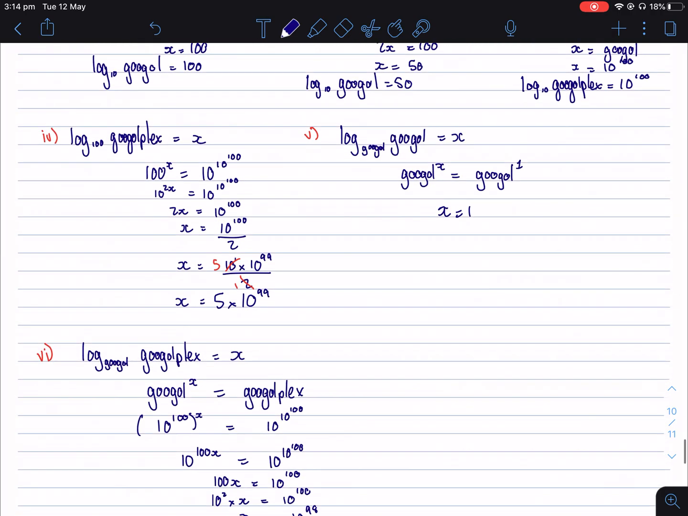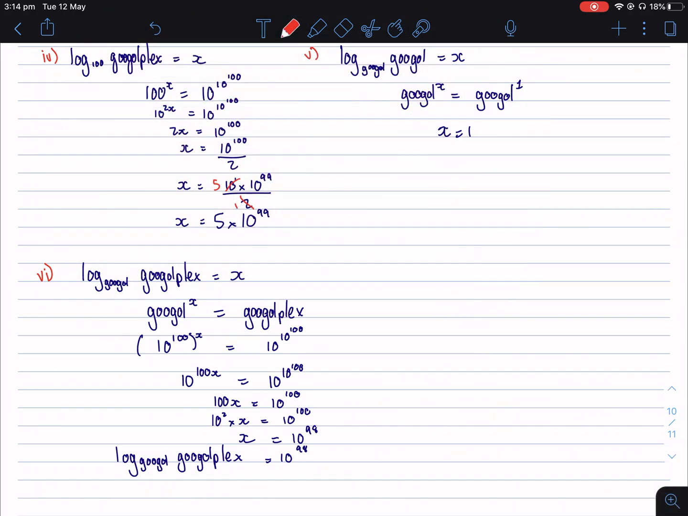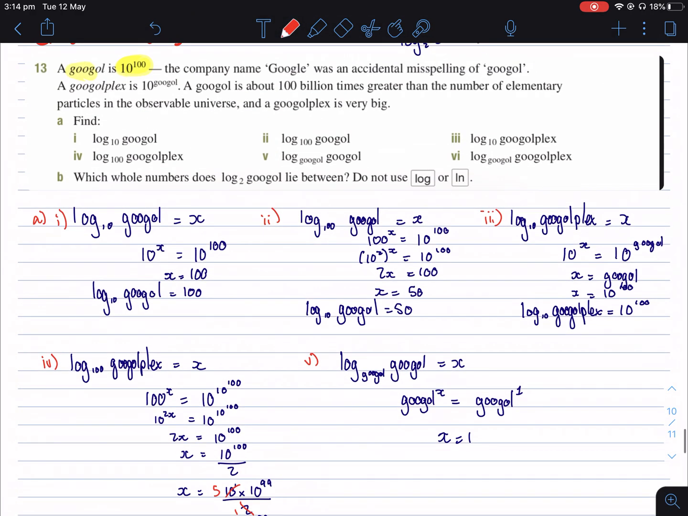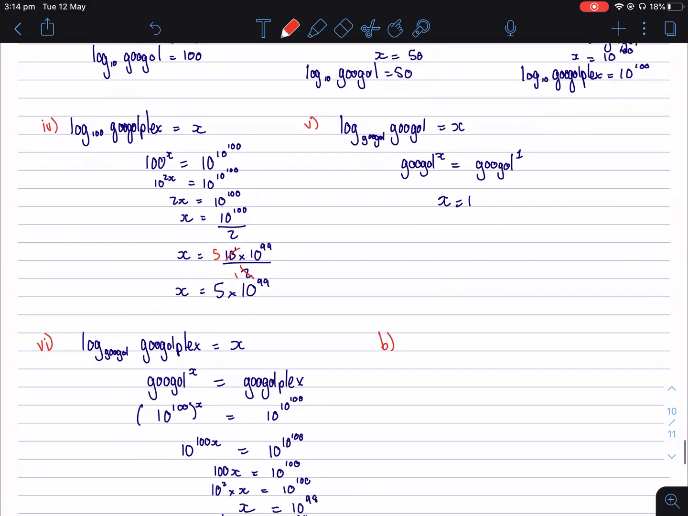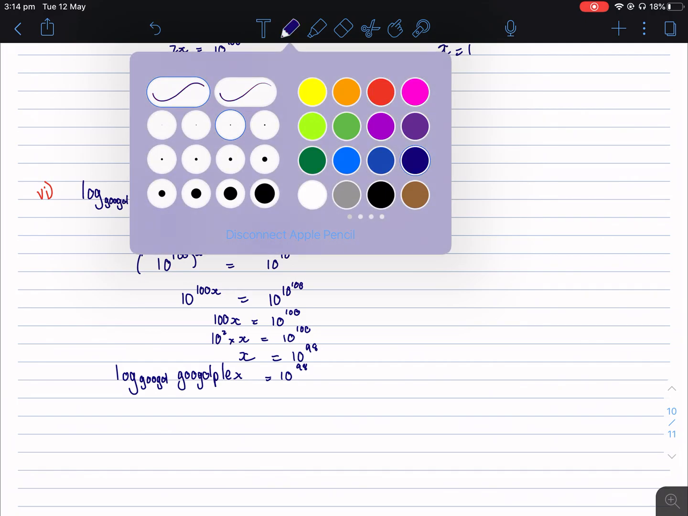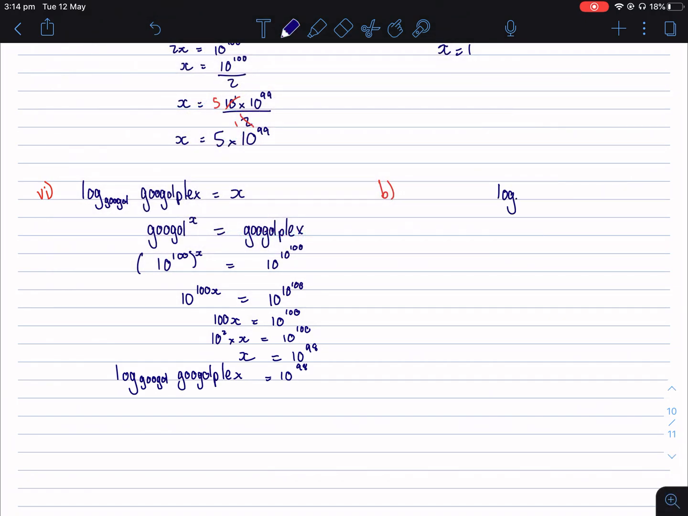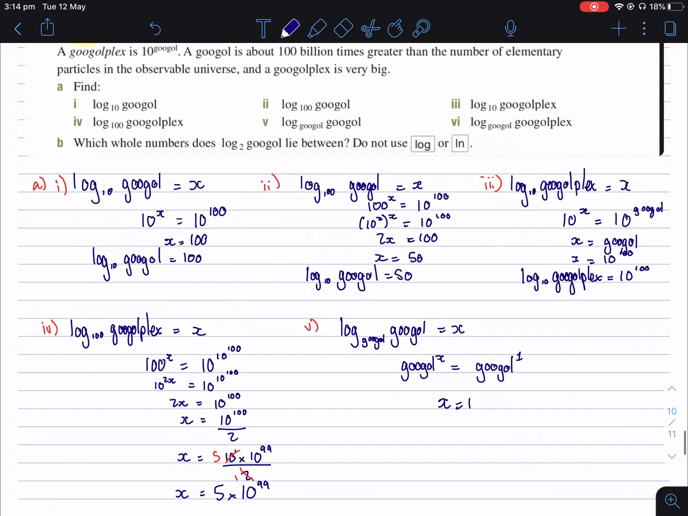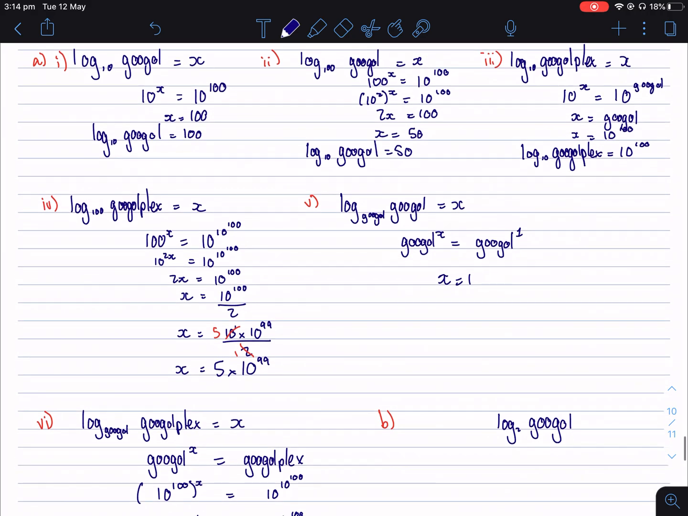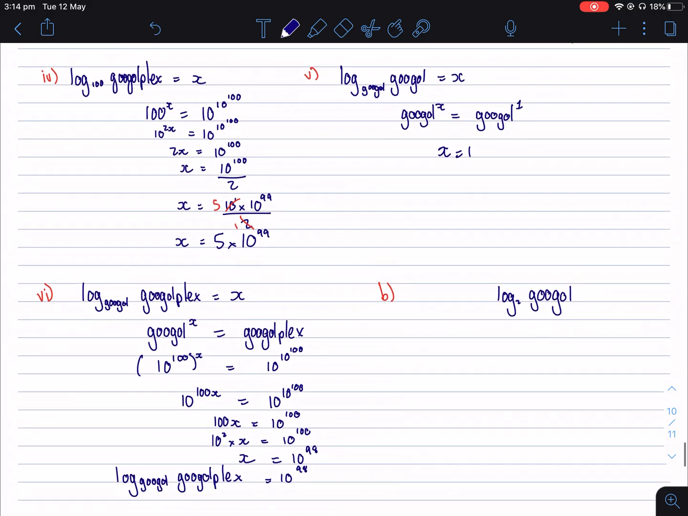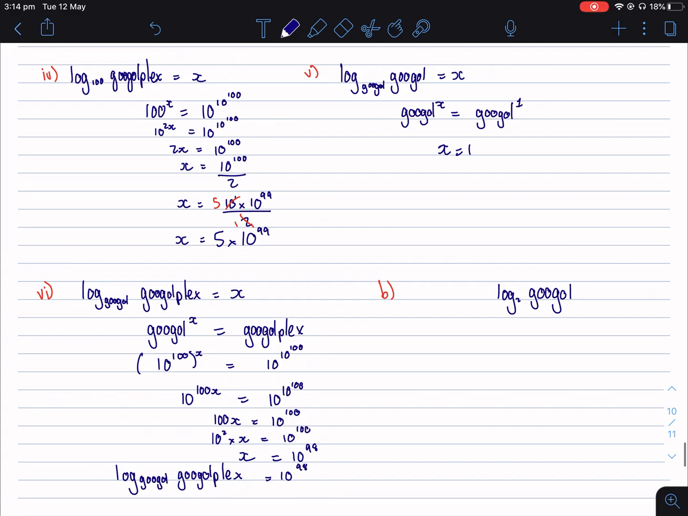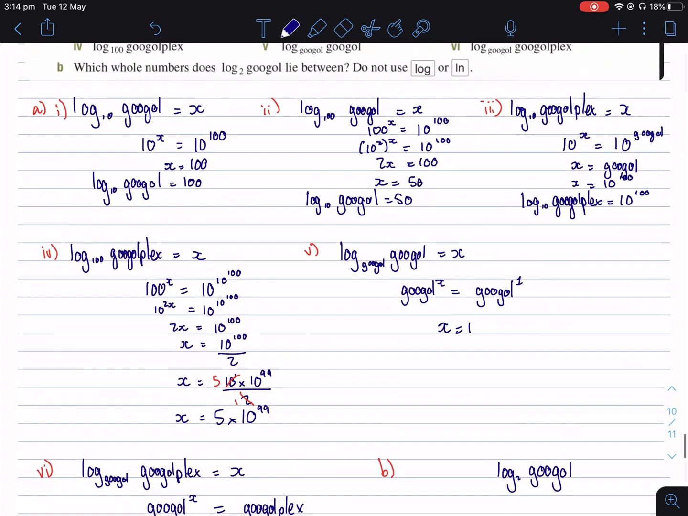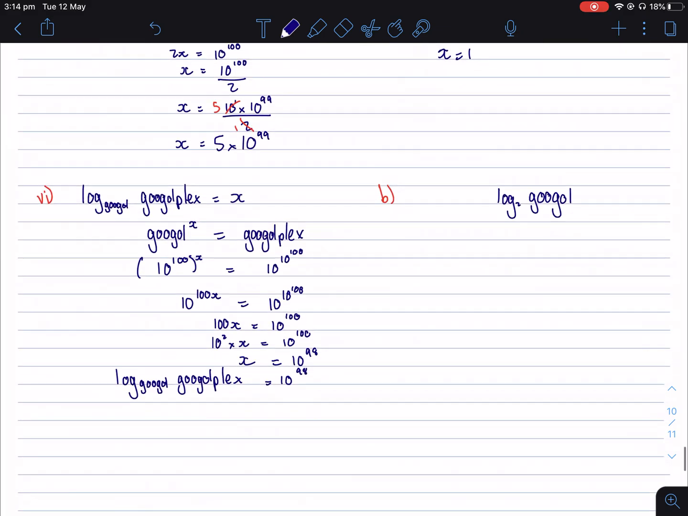Question B. Right. Between which whole numbers does log base 2 of a googol lie? Right. Log base 2 of a googol. Now, I'm going to assume we've done enough to figure this out. Well, it's between 1 and 10 million, isn't it?